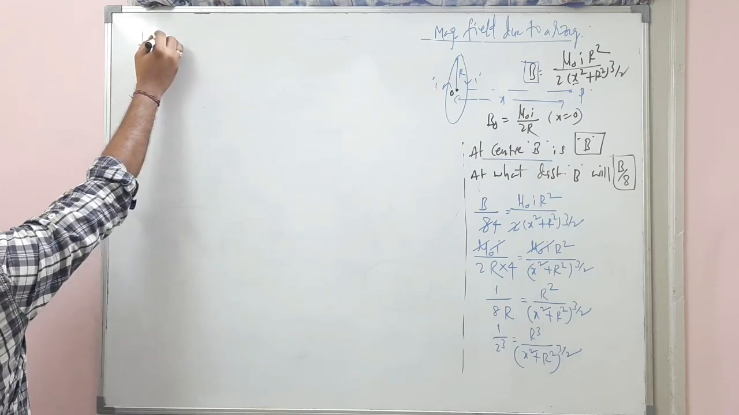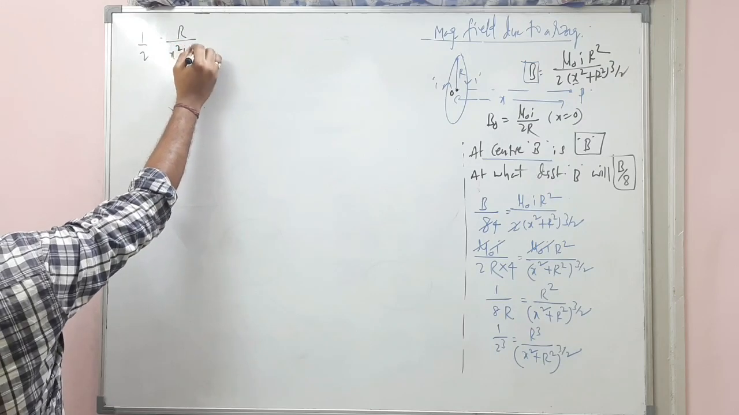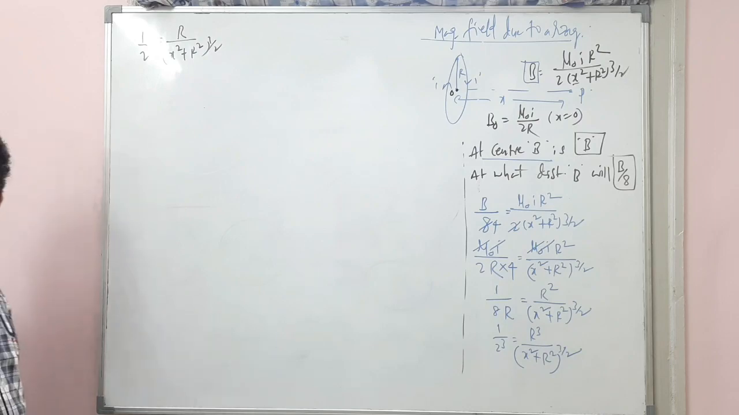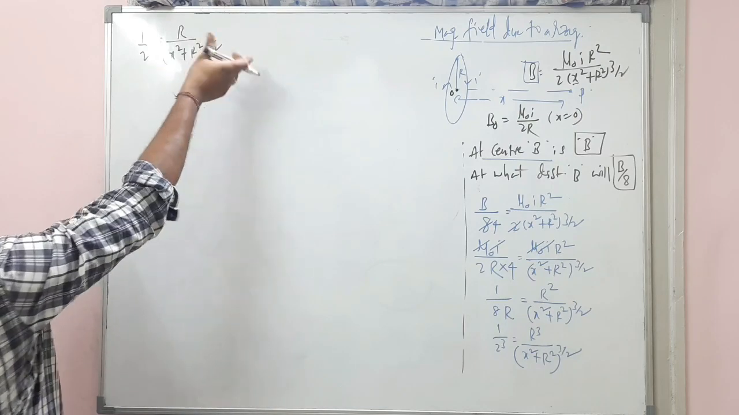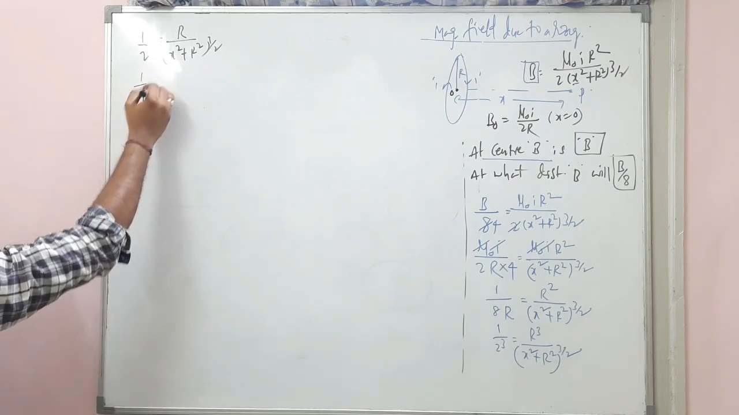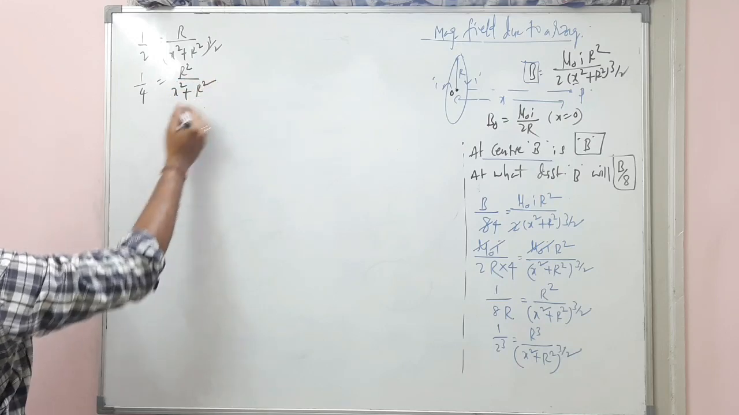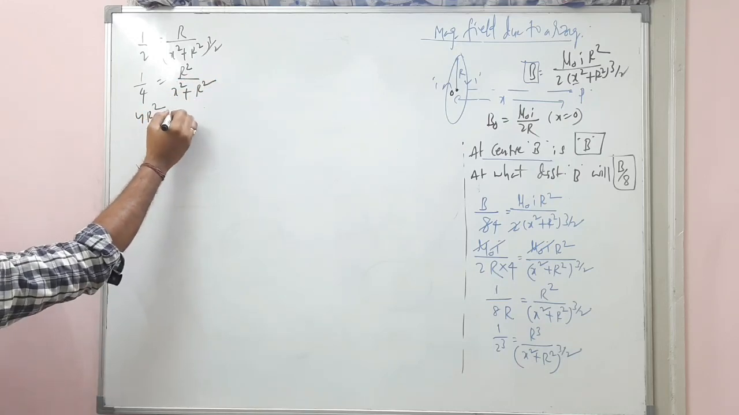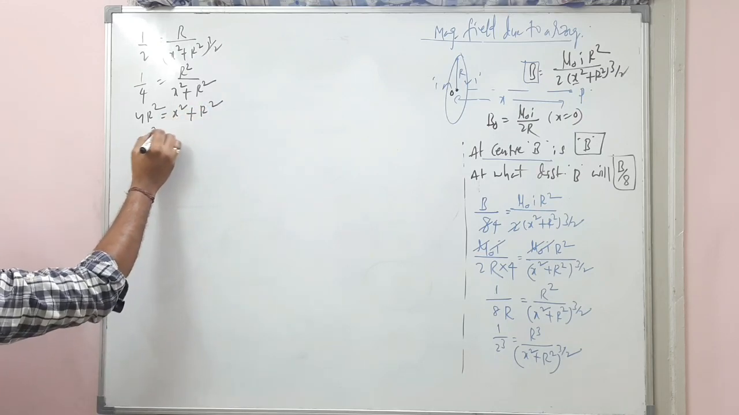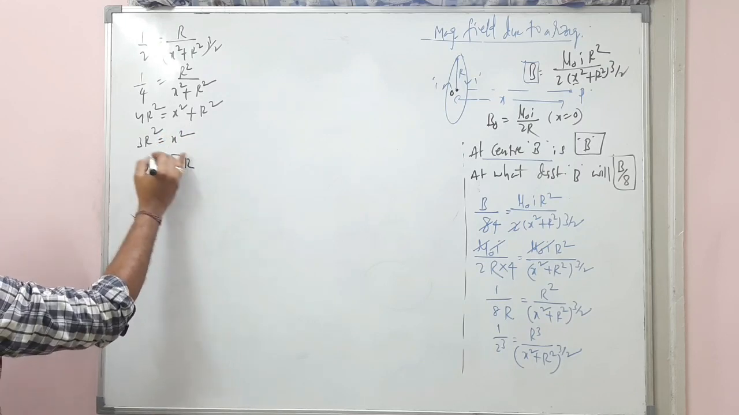So it will be 1 by 2 is equal to R divided by (x square plus R square) whole to the power 1 by 2. Now we need to square both sides. It's not square root, we need to square both sides. It's 1 by 4 is equal to R square divided by x square plus R square. So 4R square is equal to x square plus R square. So it is 3R square is equal to x square, and the x value is root 3 into R, my dear students.